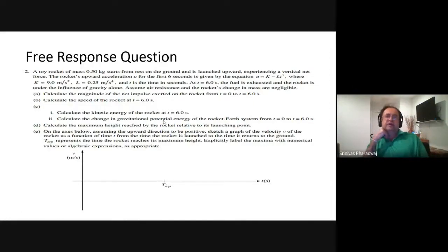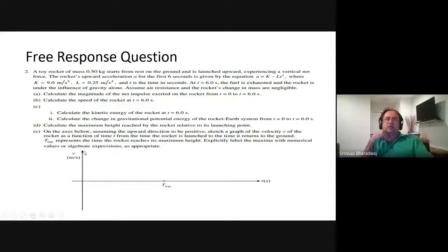So that will give you D. Okay, so really, on the axis below, assuming the upward direction to be positive, sketch a graph of the velocity v of the rocket as a function of time. That is just when you integrate this, kt minus lt cubed.